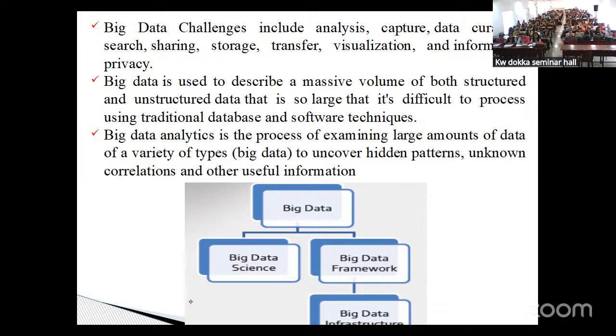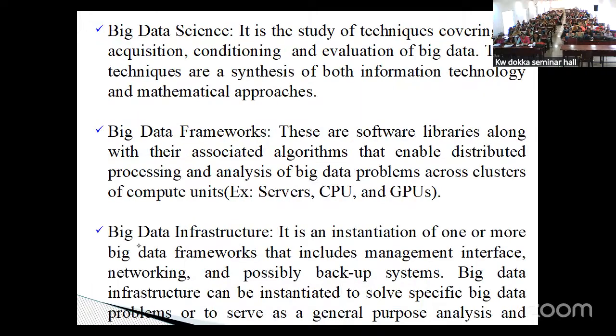It identifies the relation between them and gathers the useful information. Clear? So here big data means big data science. It has a framework, maybe a model, a pattern, right? And big data infrastructure. What exactly is required? These are the things required for you. Next, it is a technique which covers the acquisition, conditioning, and evaluation of big data. Whatever is there, it acquires it, checks the condition of that, and evaluates the data, right?